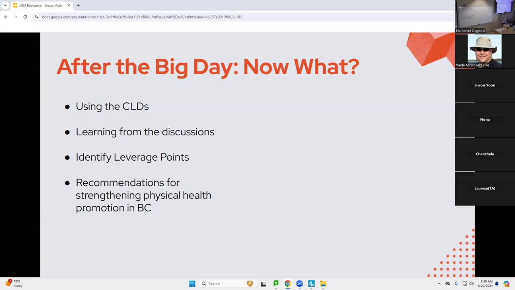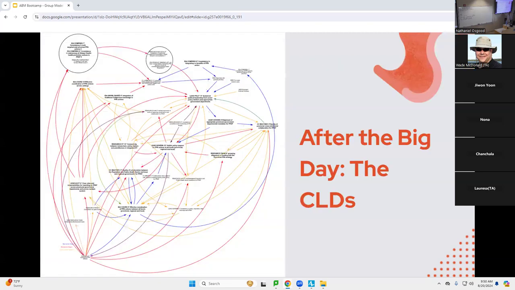We learned from those discussions, and we started building a causal loop diagram that could help us identify leverage points and then give back recommendations to BCCDC on really answering that core problem, right? So this is what it looked like to start. And again, everybody starts somewhere.